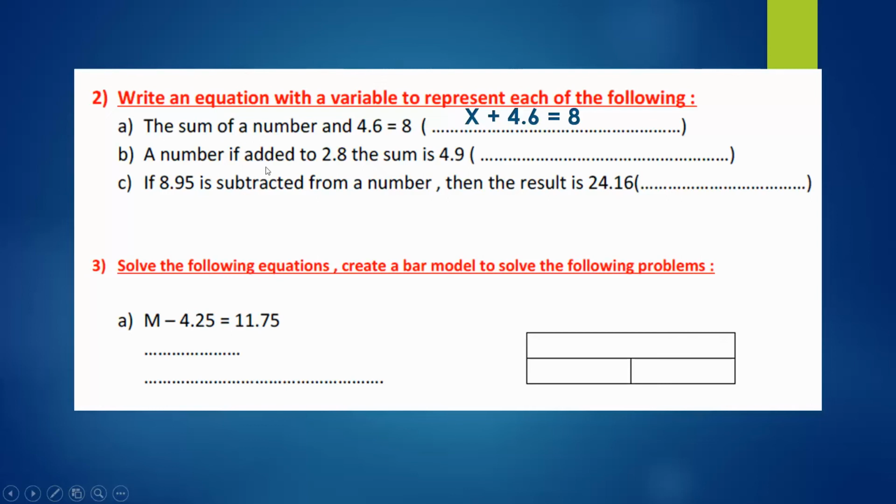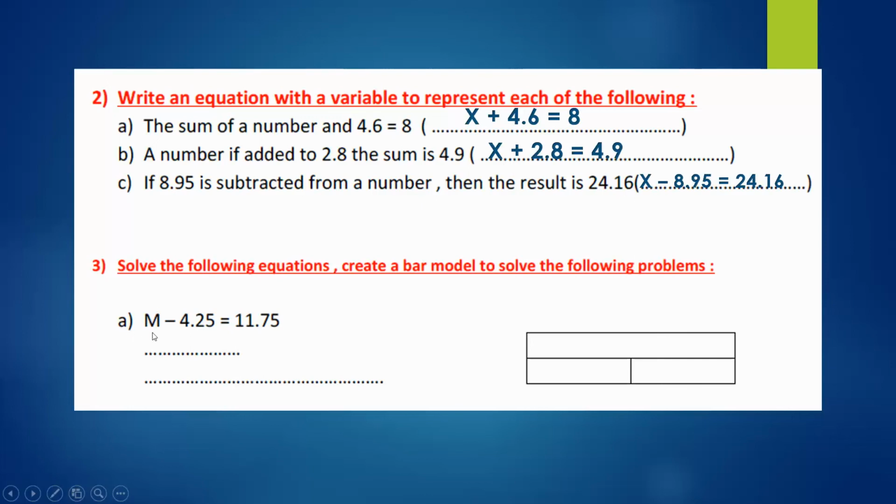A number is added to 2.8, and the sum is 4.9. So we are going to write x plus 2.8 equals 4.9. If 8.95 is subtracted from a number, we will write x minus 8.95, because it told us subtracted, and it equals 24.16.